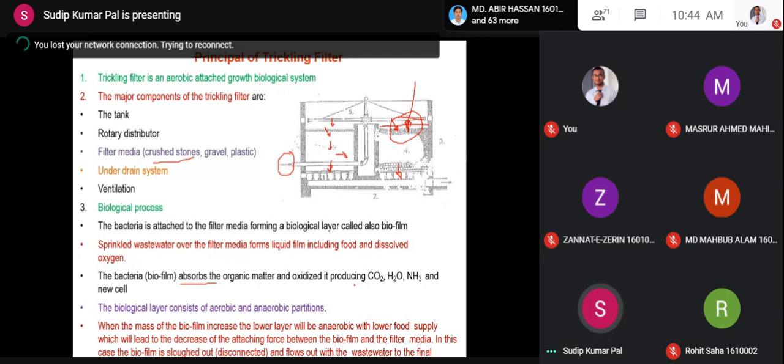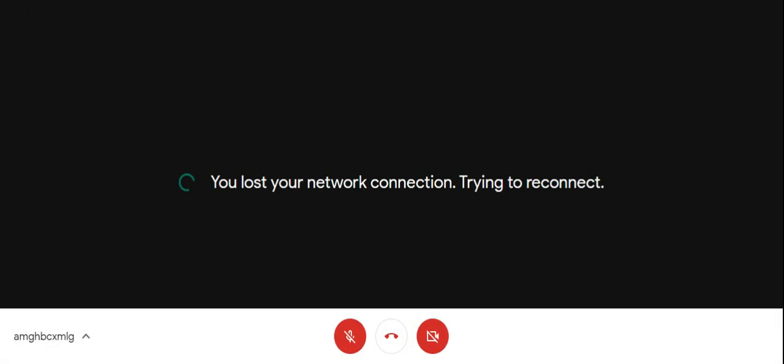The mass of the supply force. In this case, the biofilm is sloughed out and flows out with the wastewater to the final sediment where it settles. That means, when the slime layer is growing high, your bacterial concentration is very high, and the thickness of the slime is very large.